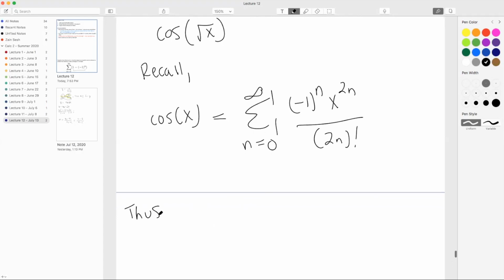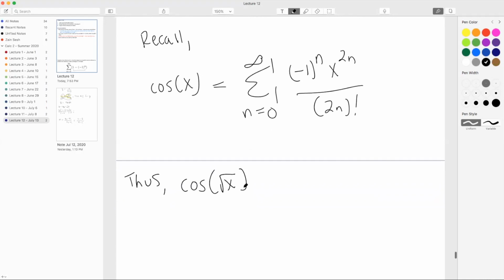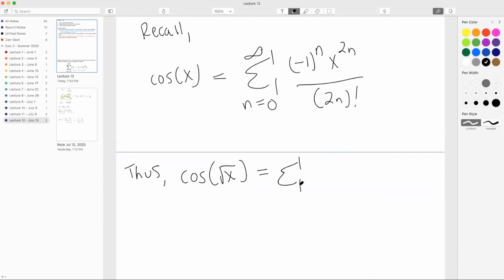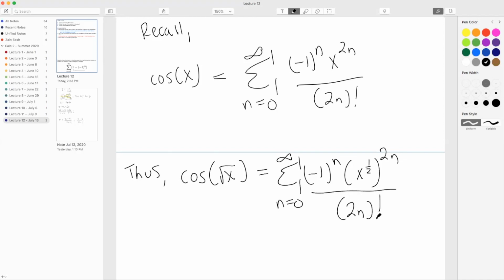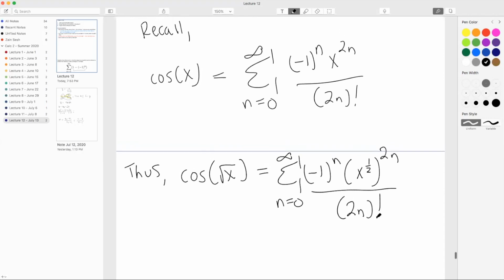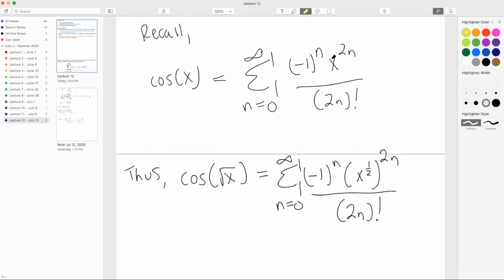Okay, thus. This is going to be on the homework and the finals, just simple computations like this. So thus, cosine of square root of x. All I'm going to do is wherever I see an x, I will put a square root of x. So this will be x to the 1/2 to the 2n power. Does everyone see what's going on? I'm replacing this x with x to the 1/2. That's all you need to do.